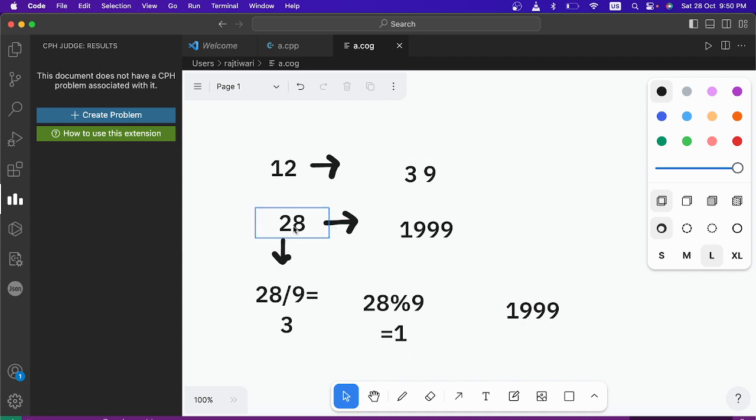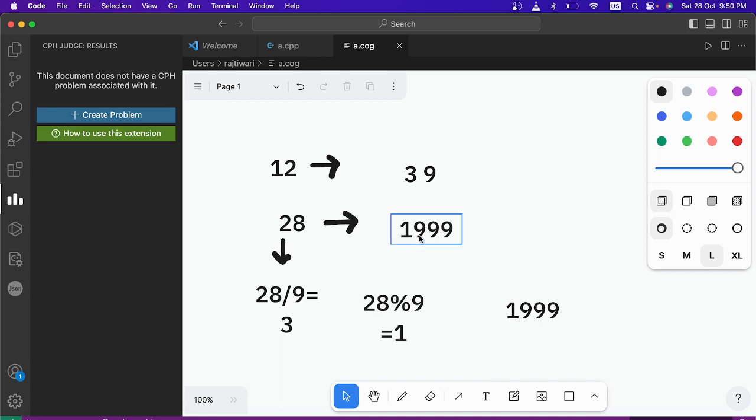Now here you can see 28. If we take 1999, it would be the shortest possible number for 28, and its length would be 4. Can you think of any other number which can be shorter than this? No, it is not possible. So how do we come to this idea? How can we know which number would be the shortest one?